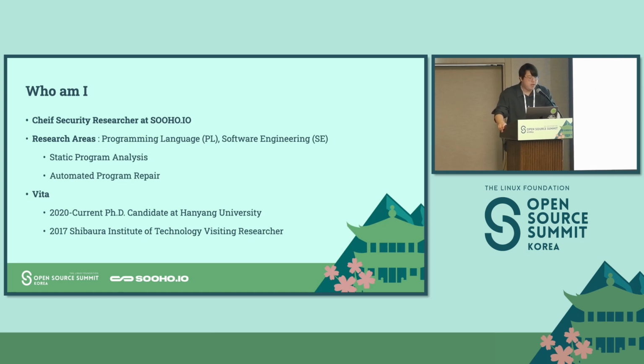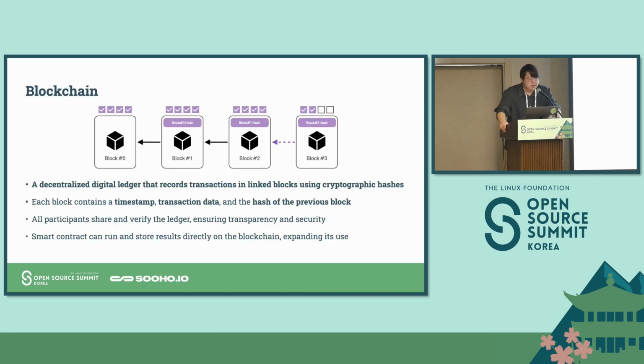Before diving into our proposals, let's briefly review what blockchain is and what makes smart contracts different from normal software in industry. Think of blockchain as a public append-only spreadsheet replicated worldwide. Each block includes a timestamp and transactions.